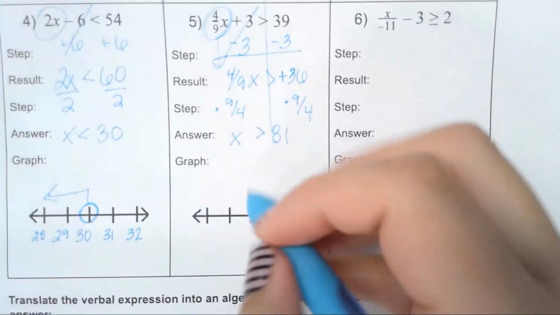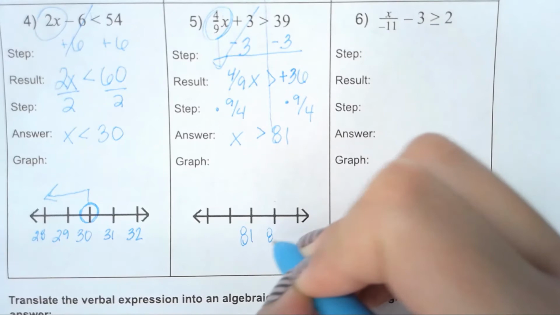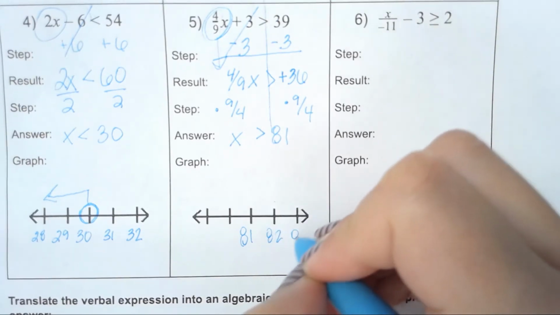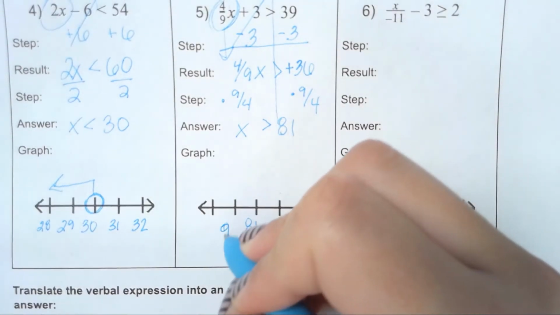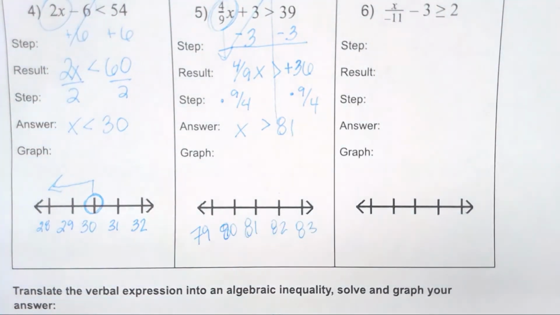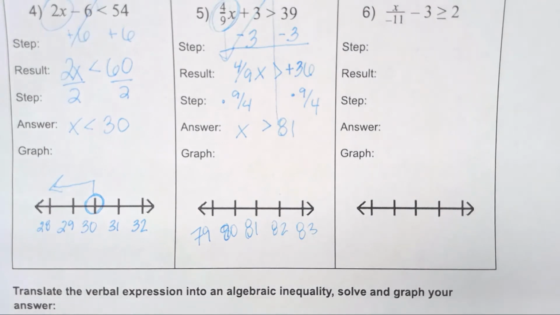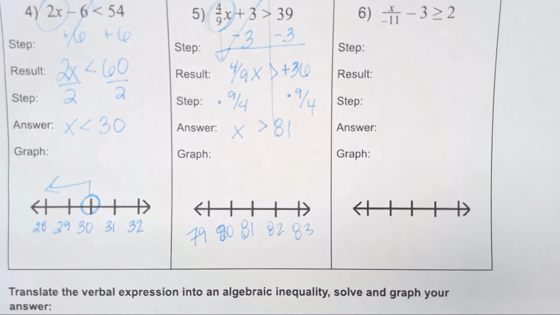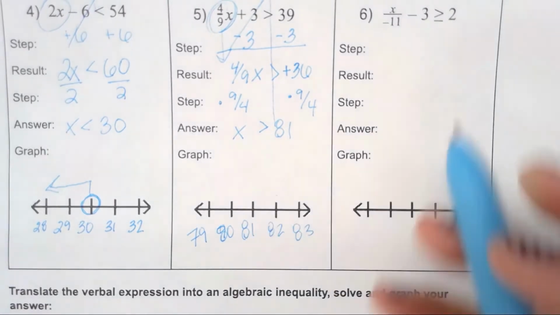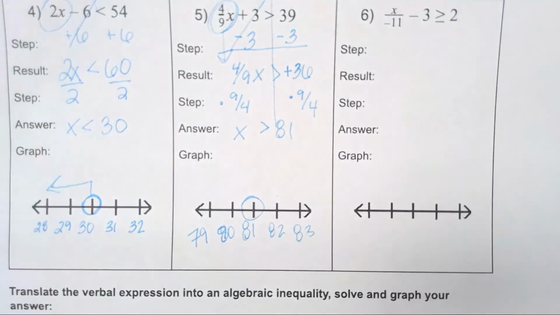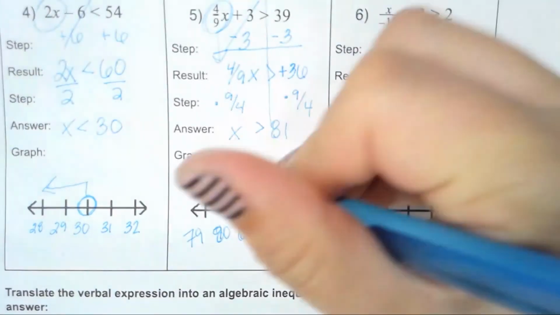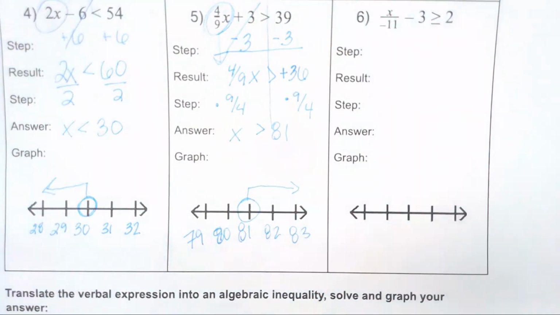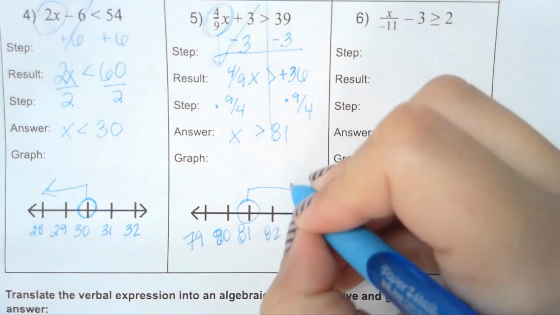Okay, so 81 is my middle number. I can go ahead and fill in all the numbers. So 81, 82, 83, and the opposite way would be 80 and 79. Open or closed circle at 81? It will be open because it does not have the equal to line, so it cannot equal 81. And since I want all numbers greater than 81, all numbers greater than 81 are to the right of it, so my arrow will be pointed to the right.